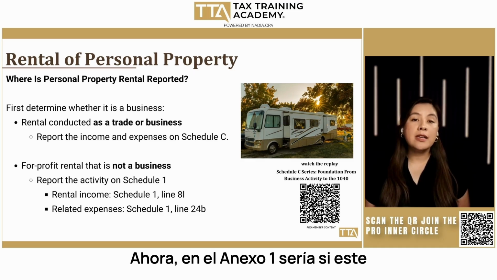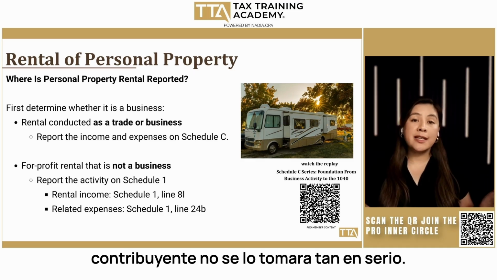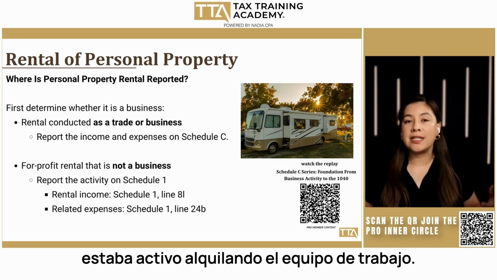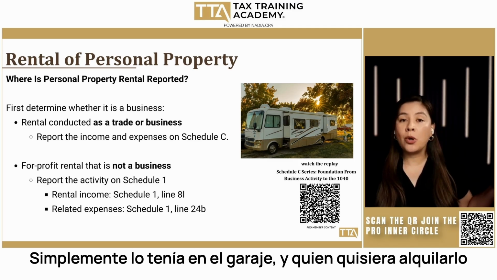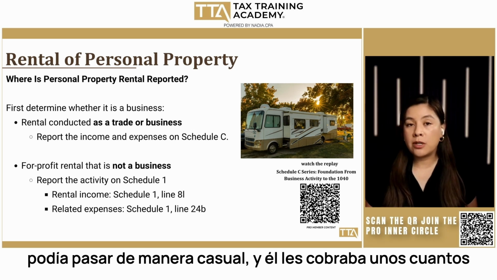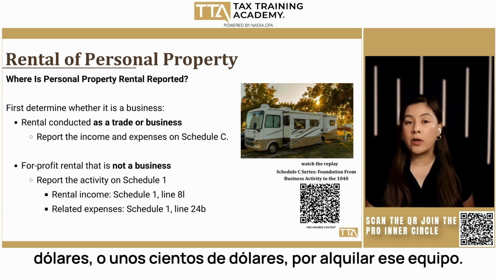Now, Schedule 1 applies if this taxpayer was not that serious. They rented it one time, maybe two times, and really weren't active in renting the work equipment. It was just in the garage, and whoever wanted to rent it could casually come, and he charged them a few dollars, a few $100s, to rent that equipment.